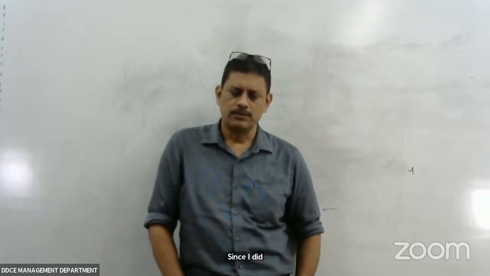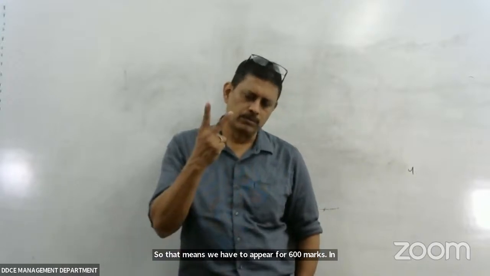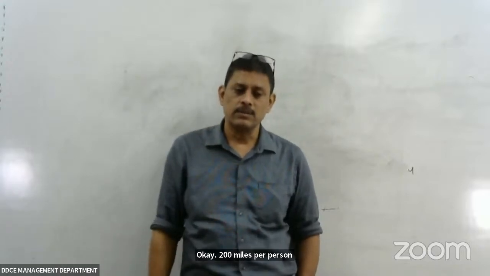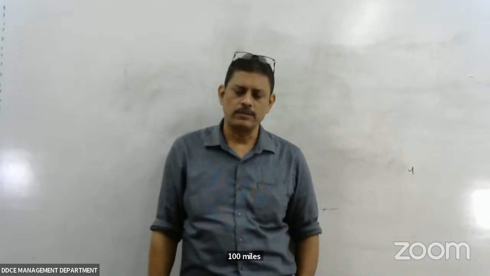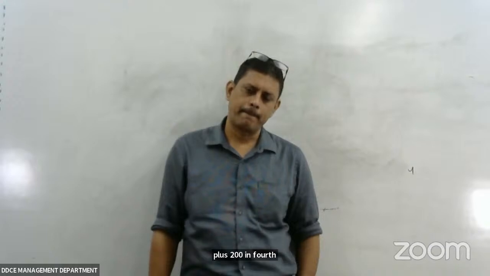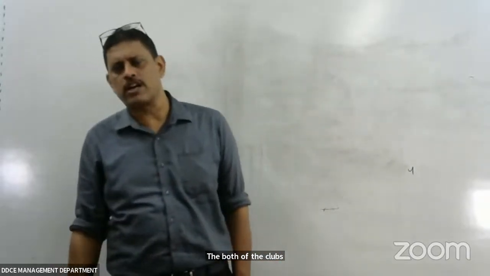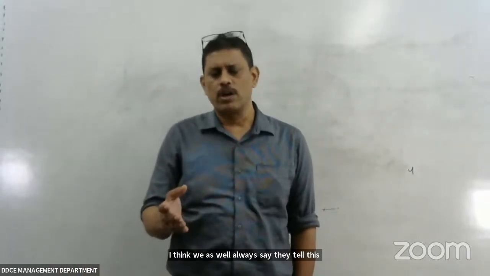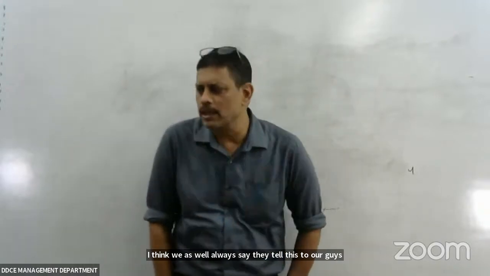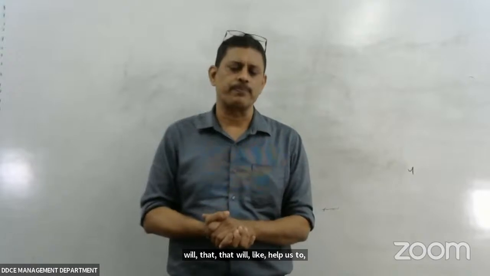Sir, that means we have to appear for 600 marks in the written examination, HR and finance, whatever may be the clubbing. 200 marks for project, huh? 200 marks for project. And we have to score against 600 plus 200 in the 4th semester, 800. The project will be for both of the papers, both of the clubs. And we always tell or advise the students to go with the project report of the specialization which they have opted first. So that will help us in shortlisting the project and evaluating the scripts.